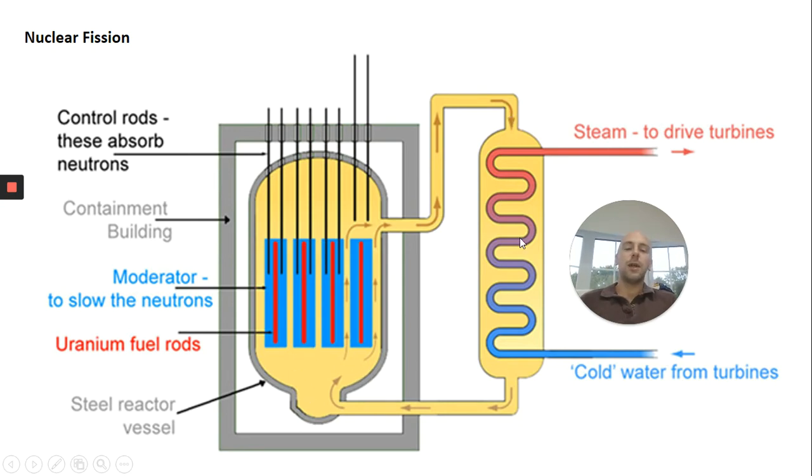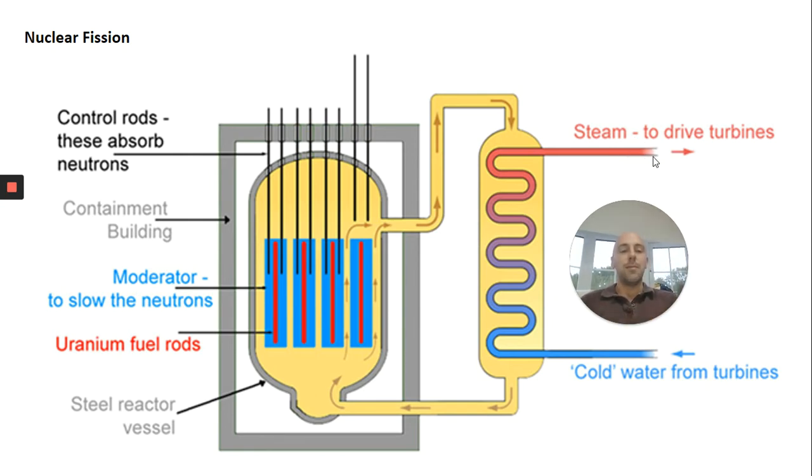As it passes through that heat exchanger, its heat, its thermal energy, is transferred into a second stream of water coming through here and heats up that stream of water until, as that leaves at the very top, it leaves as steam. And that steam is used to drive around turbines to produce electricity.